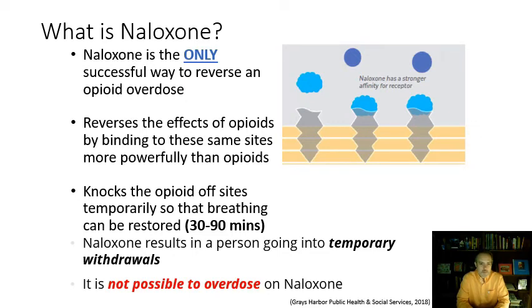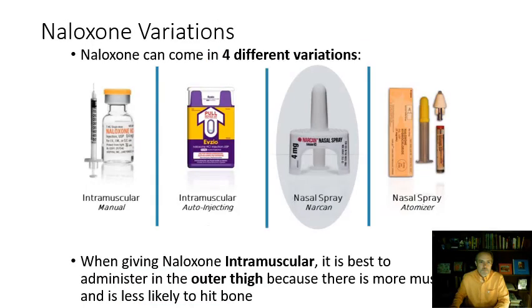There are four different variations that you might run across out in the community. The one on the left is what's contained in most syringe service program kits. It's also the form that will likely be used by EMS. They'll withdraw it from the vial and inject that into a muscle or an IV if they have IV access.